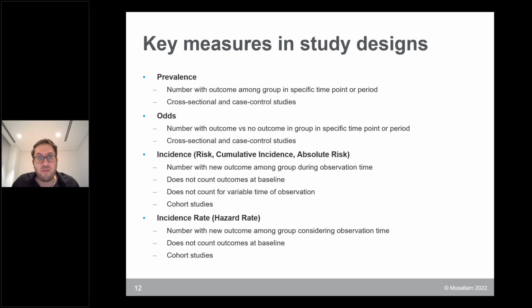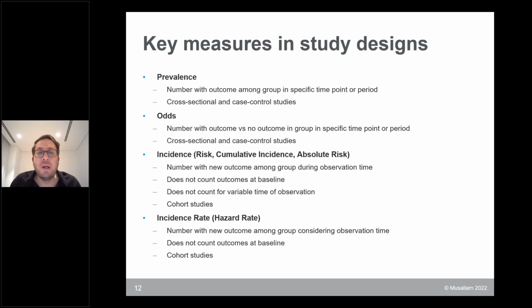This next list of metrics, or measures, in statistics is very key because they determine a lot of things that we will talk about later and next time. I will explain them here and then give you an example of how we calculate them so that they make a little bit more sense. We have something called prevalence, which is the number with the outcome among a group at a specific time point or period. This is what we usually report in cross-sectional and case-control studies.